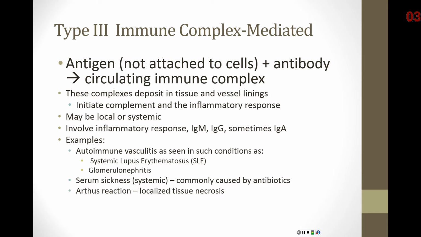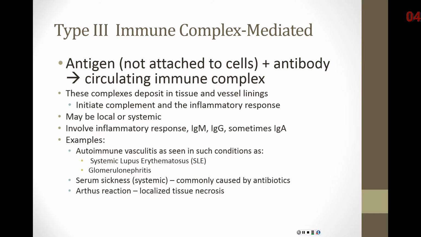Type 3, immune complex mediated. This is an antigen that's not attached to the cells plus the antibody, so it's a circulating complex. That gets a little more complicated. So in the previous one, we were dealing with markers already on our blood cells responding to something foreign being brought into the body. These are antigens not attached to cells and antibodies, so they join up in the blood, in the tissues, and they deposit at various levels, and we get complement involved here. So IgMs, IgGs, and sometimes IgAs are all involved in this inflammatory response.